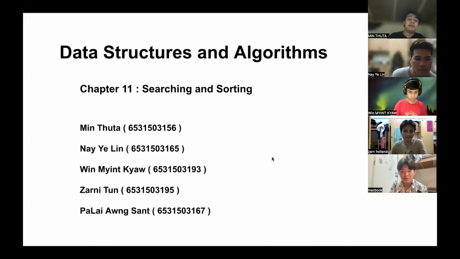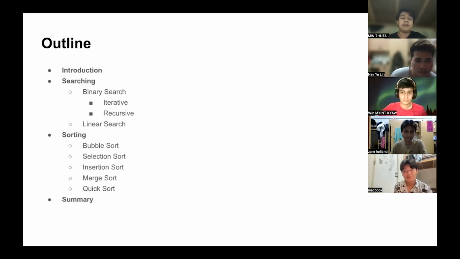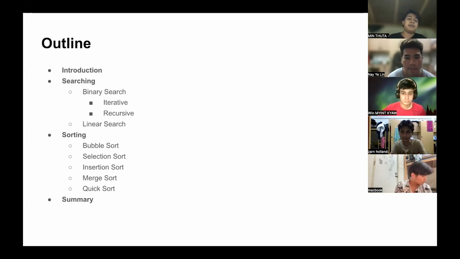In this assignment, we will talk about searching and sorting. For the outline, we will talk about an introduction to searching. In searching, we will talk about binary search. In binary search, we have iterative and recursive methods, and then we'll talk about linear search. And last, we will talk about sorting. In sorting, we will talk about bubble sort, selection sort, insertion sort, merge sort, and quick sort. And then we will talk about the summary.